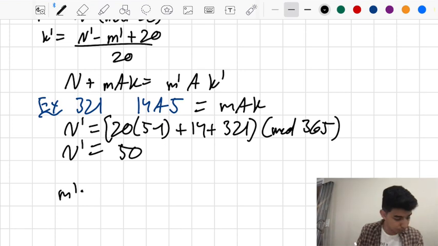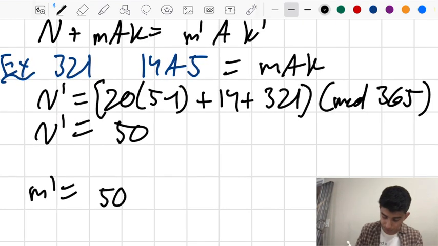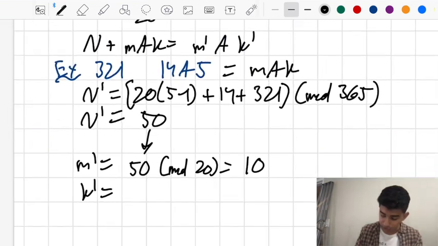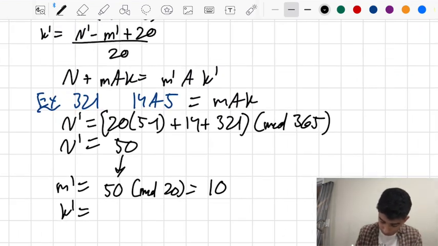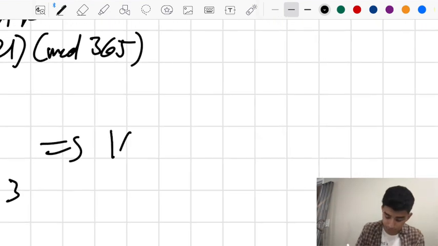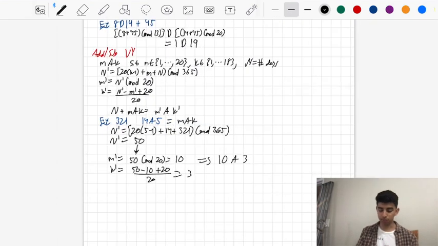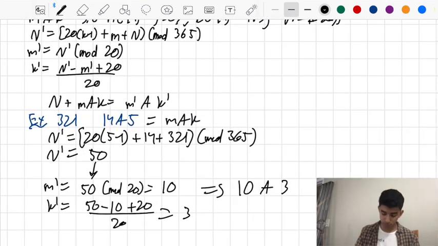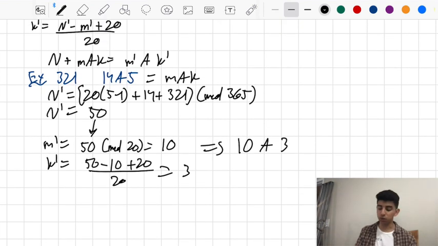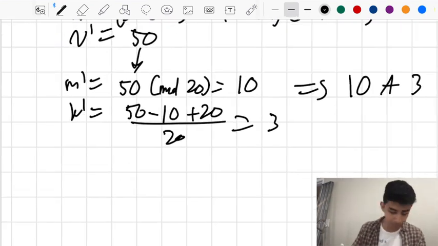Then we can move on to M prime, which is just going to be what we got here, mod 20, which equals 10. And K prime is just 50 minus 10 plus 20 divided by 20, which we get is 3. Therefore, the new date that we find is 10A3. So we moved from the 14th month to the 10th month after 321 days.